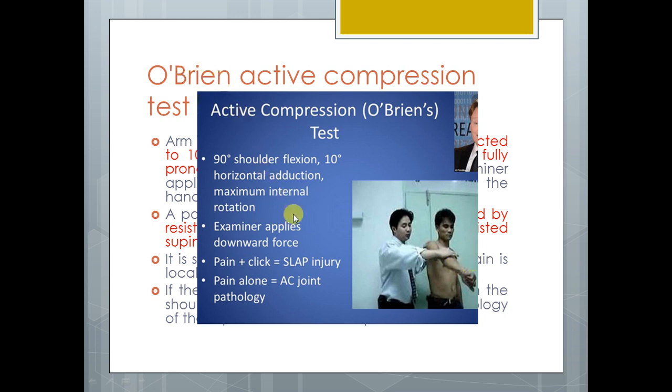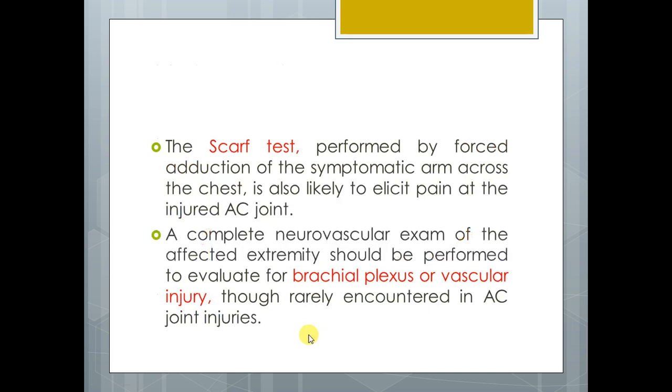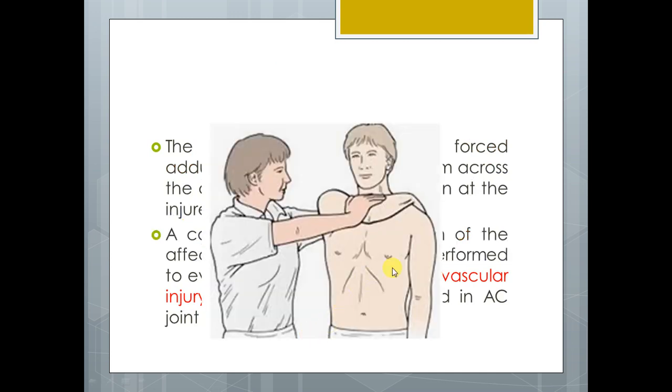This is the O'Brien test, and it differentiates between SLAP and AC according to the pain site. If it is deep, it is SLAP, and if it is superficial over the AC, it is an AC injury. Please review the management. Again, the lag. And you complete with the cross-arm adduction test.